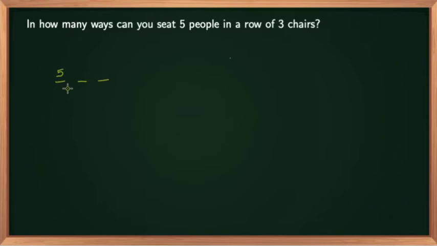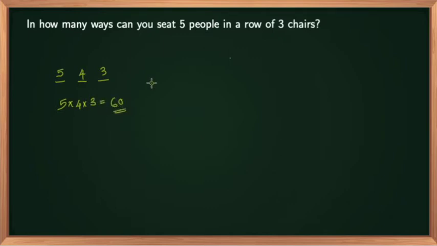Once the first position is filled, you have the second position which can be filled in four different ways, right? And the last position can be filled in three different ways. So naturally, from the fundamental principle of counting, we can do this arrangement in 5 into 4 into 3, which is equal to 60 different ways.